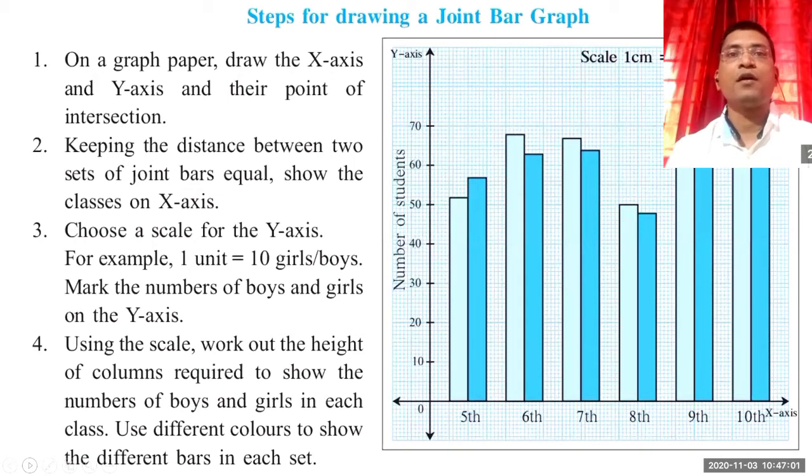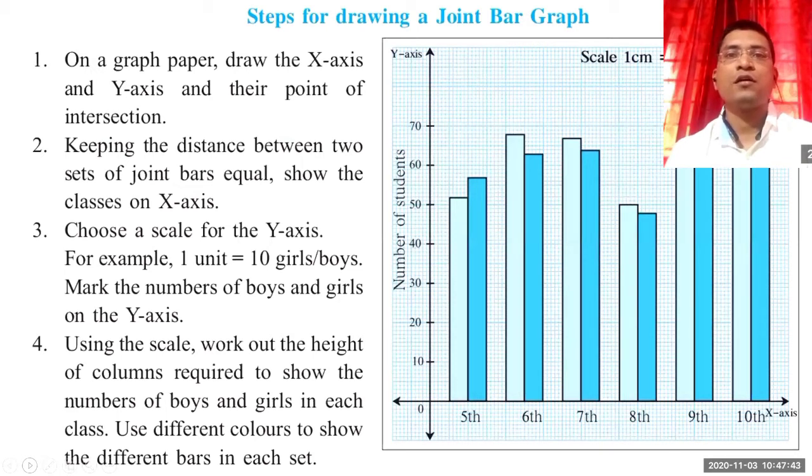Third step, choose a scale for the y-axis. For example, 1 unit is equal to 10 girls or boys, which you are looking at on the right side of the graph. The scale is given on the upper right corner: 1 centimeter is equal to 10 students. So look at the third point on the left side: 1 unit is equal to 10 girls or boys. Mark the number of boys and girls on the y-axis.